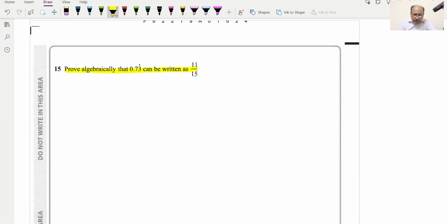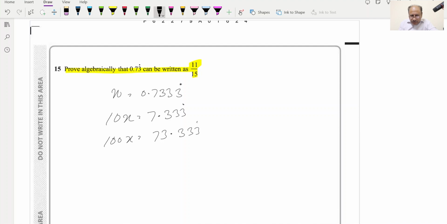Prove algebraically that the recurring decimal is equal to 11 by 15. So we can write x is equal to 0.7333 recurring like this one. And now we can write 10x will be equal to 7.333 recurring, and we can also write 100x, it will be equal to 73.333 recurring, and we will subtract 10x from here.